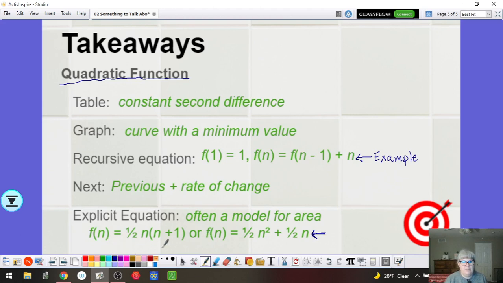And again, this explicit equation, which is the same one that we had for our figures, is an example. It's not going to be the same quadratic equation for every quadratic pattern, but it will have an n squared term and it will have an n term. So the n squared is called a quadratic term and the n is called the linear term. And this is where we ended the first part of lesson 1 for unit 1.